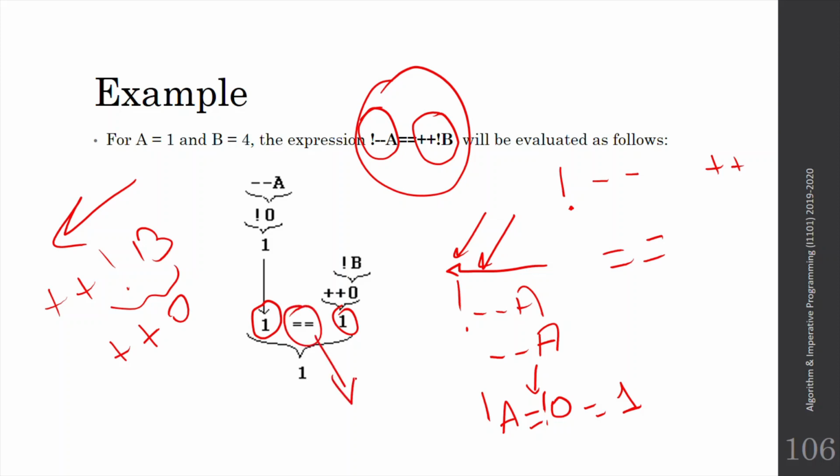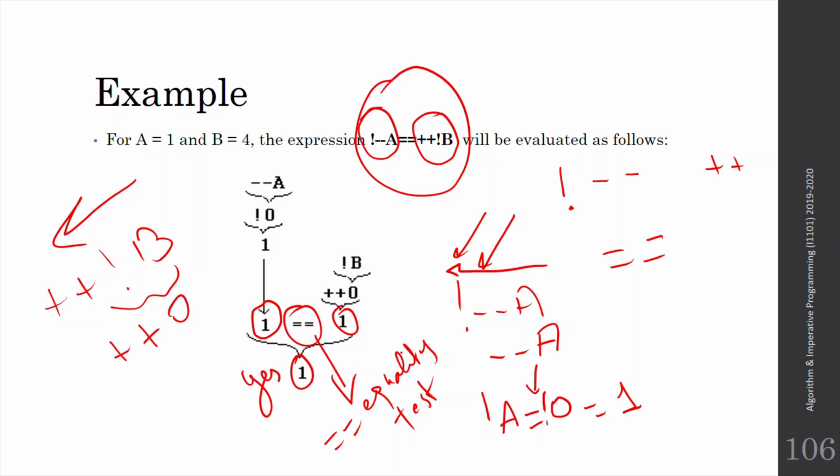Then I check. As a reminder, this is the equality test. It checks whether the two parts are equal. So does 1 equal 1? Yes, and in C it means 1. So the value that this expression returns is 1.